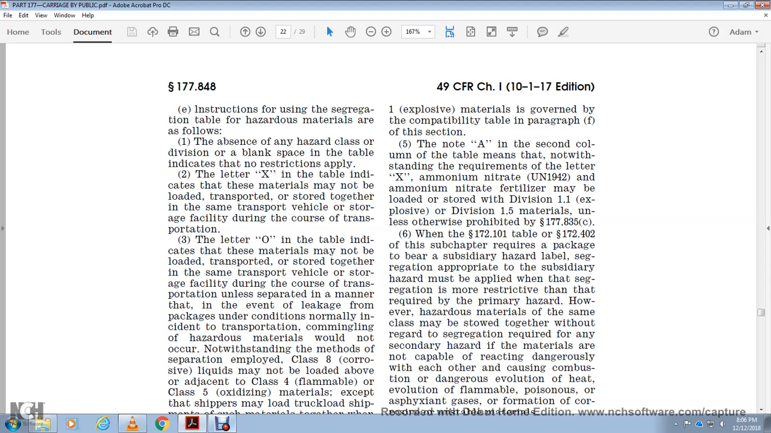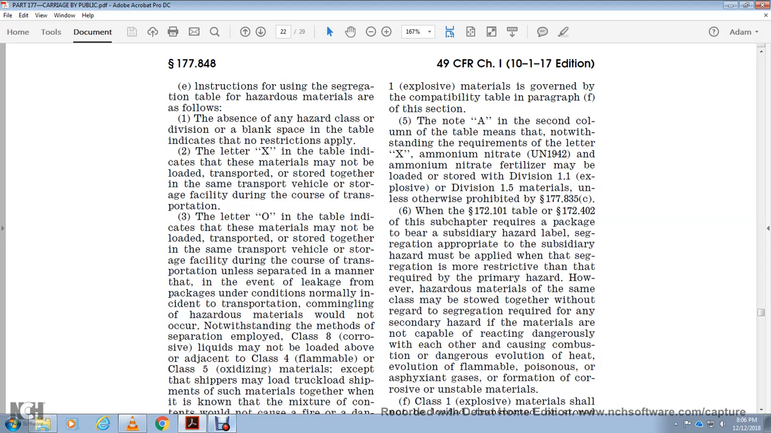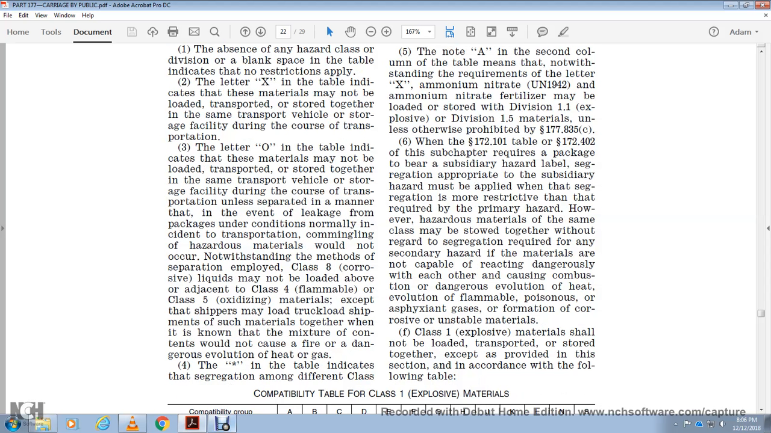Reactions with each other could cause combustion or damage, evolution of heat, evolution of flammable, poisonous, or asphyxiating gases, or formation of corrosive or unstable material. Thus, Class 1 explosive materials should not be loaded, transported, or stored together, except as provided in this section in accordance with the following table.